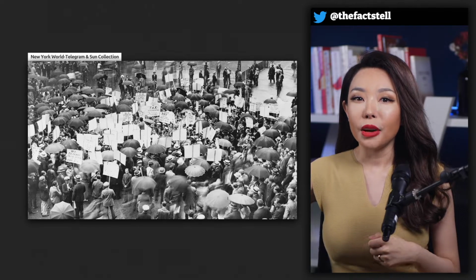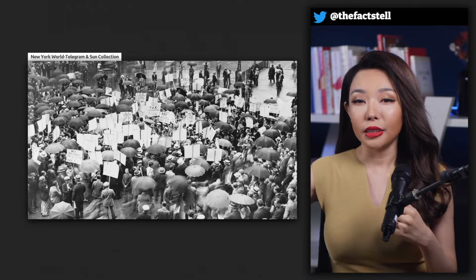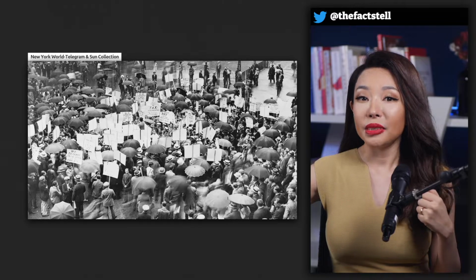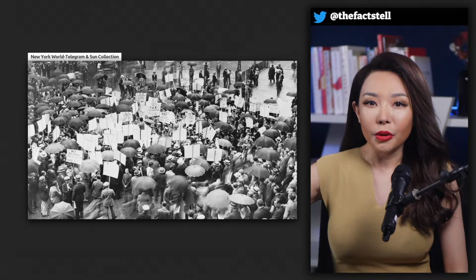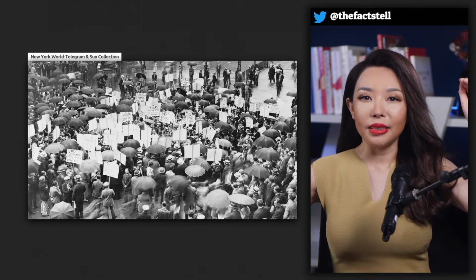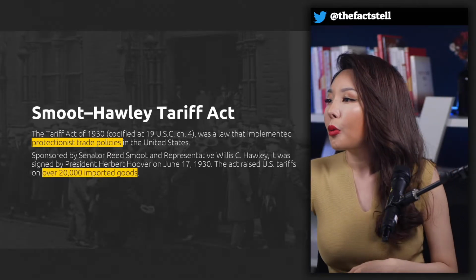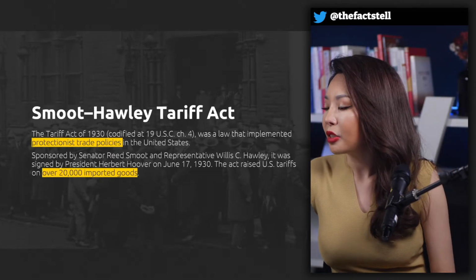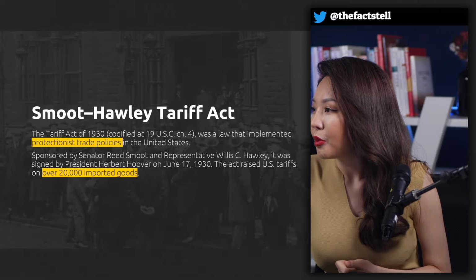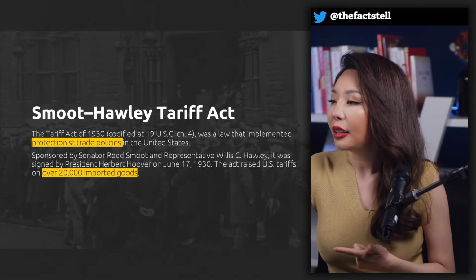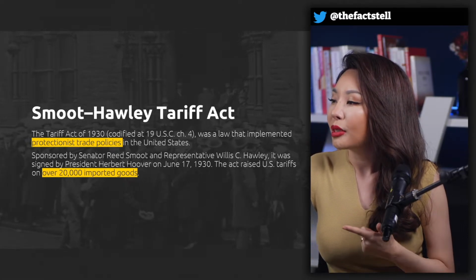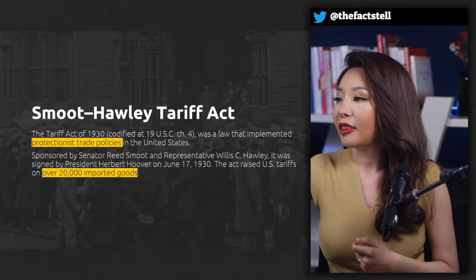The U.S. Congress passed the Smoot-Hawley Tariff Act, which raised import tariffs substantially, pushing trade protectionism to a high point in history. This law was sponsored by two U.S. politicians, Senator Reed Smoot and Representative Willis C. Hawley, and signed by then U.S. President Herbert Hoover in 1930.